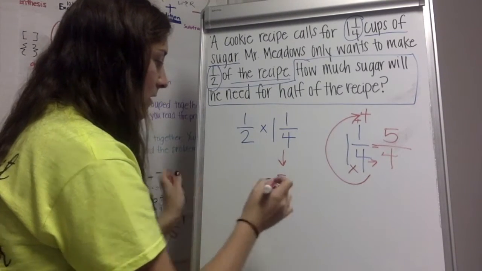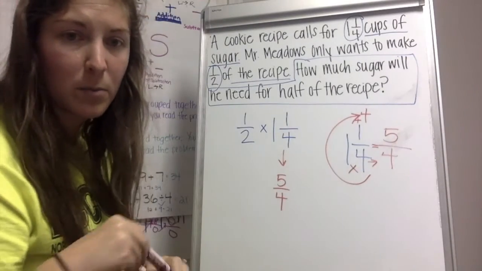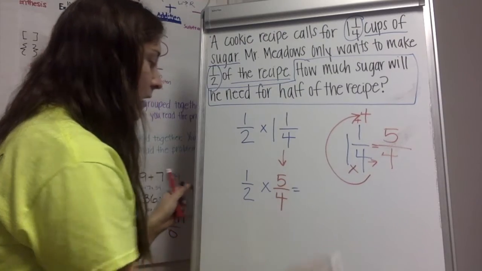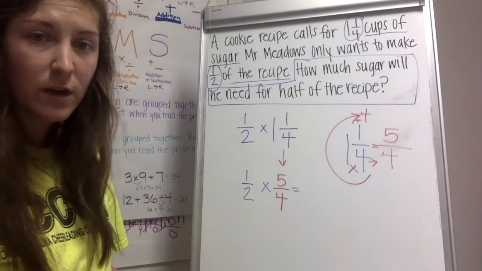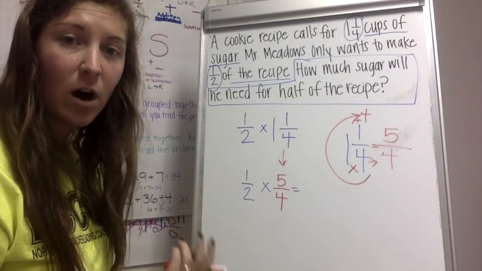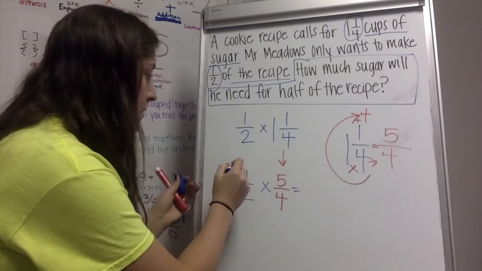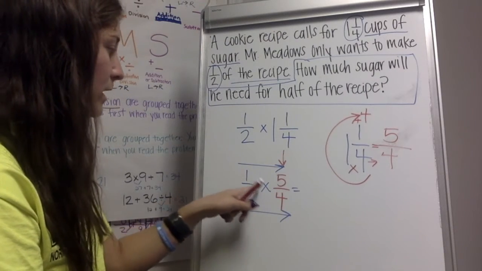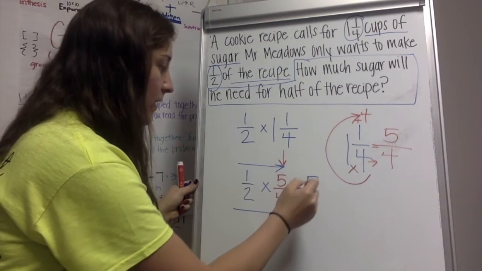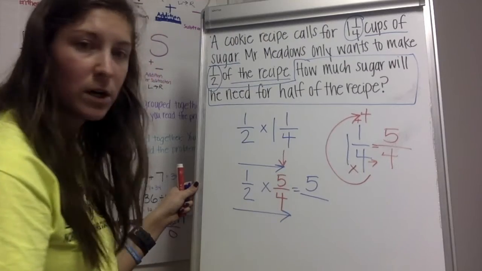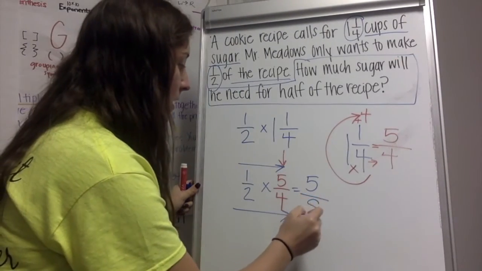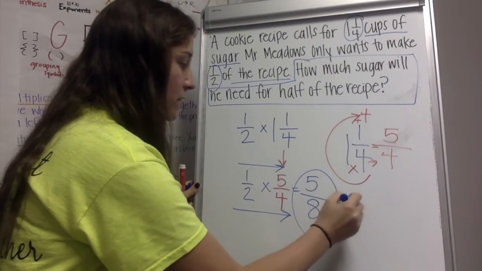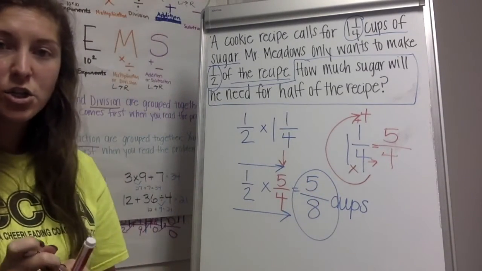I'm going to rewrite that down here, and then I'm going to rewrite my problem as well. So then I'm ready to solve. So whenever I multiply now, all I have to do is just multiply straight across. So numerator straight across and denominator straight across. 1 times 5 is 5. 2 times 4 is 8. So my final answer there is that Mr. Meadows would need to use 5/8 cups of sugar.